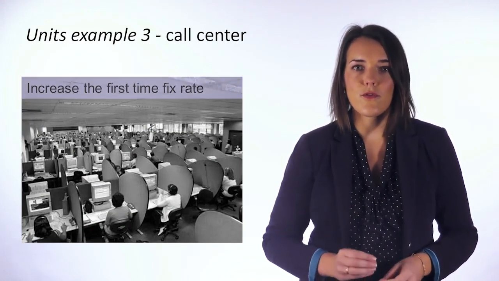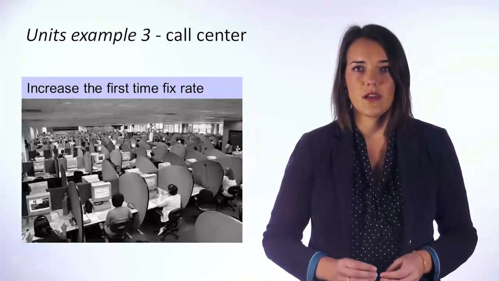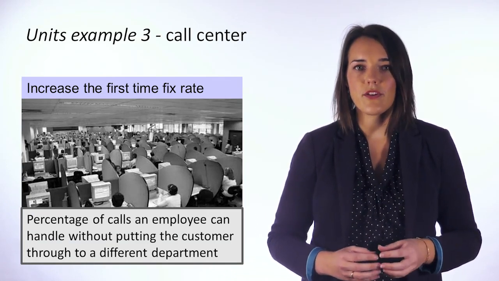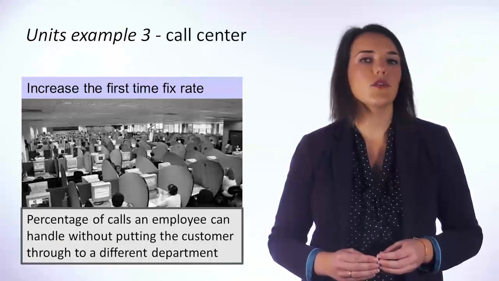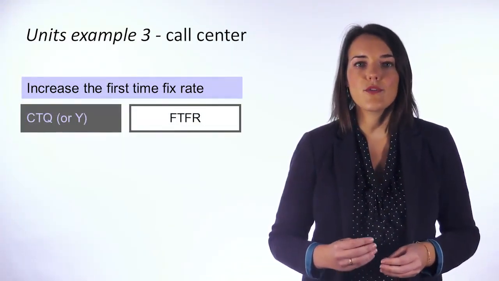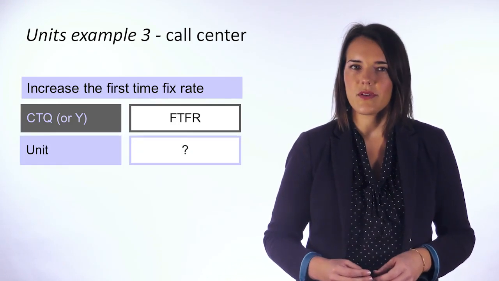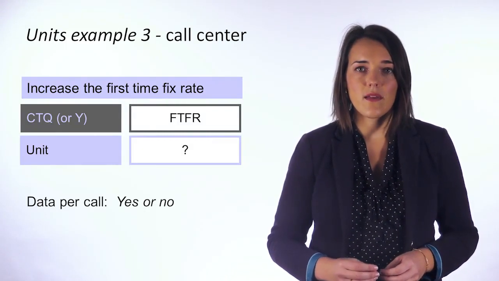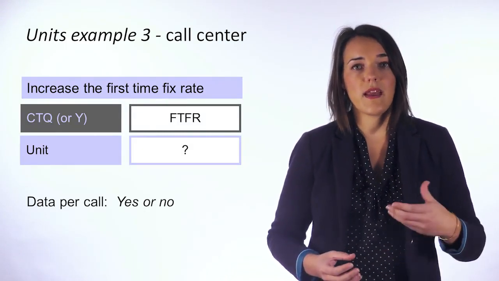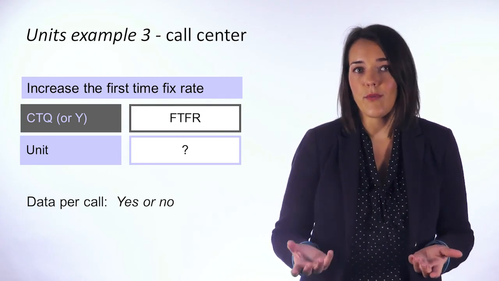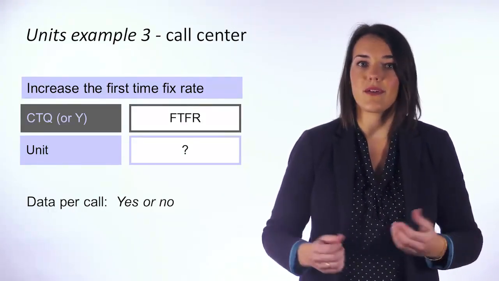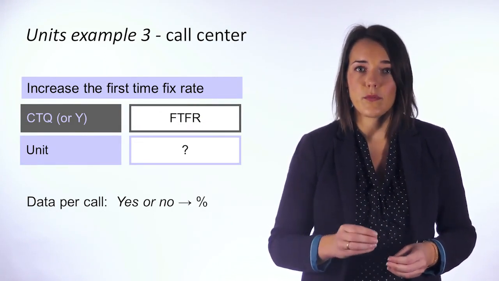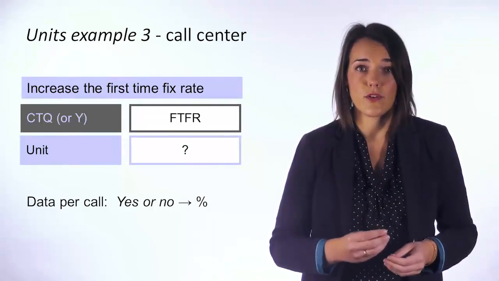You are interested in the first-time fix rate in a contact center. That is, the number of calls that an employee can handle without putting a customer through to another department. So your Y variable, your CTQ, is first-time fix rate. What is your unit? Let's think about the data we collect. For all the calls you collect, yes or no. Yes meaning the employee handled the call, and no meaning the employee had to put the call through to somebody else. However, you are interested in the first-time fix rate, the percentage of calls that are handled the first time.